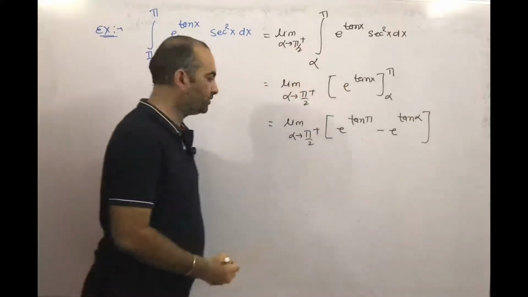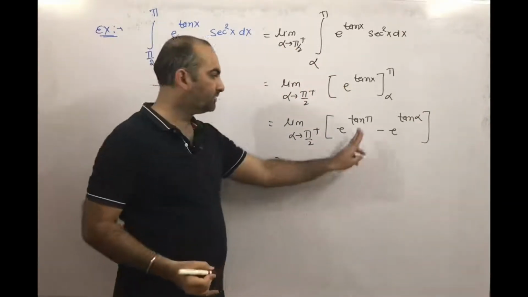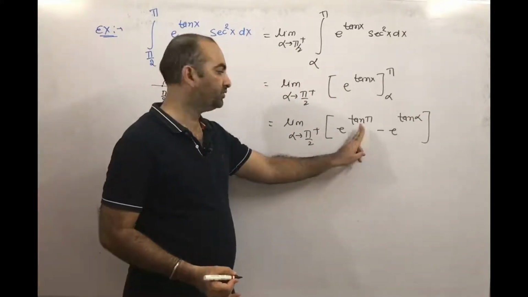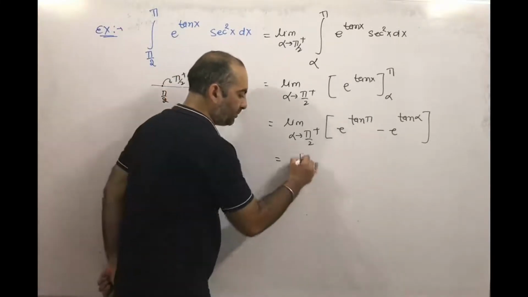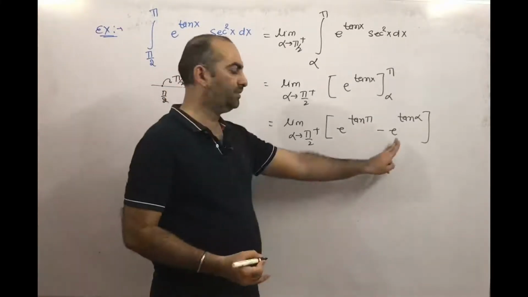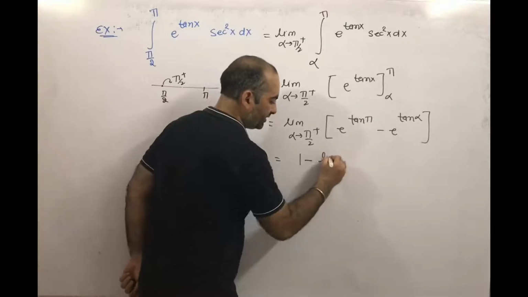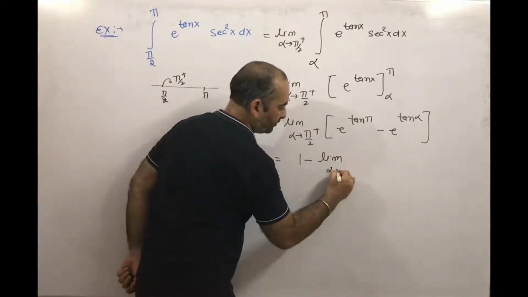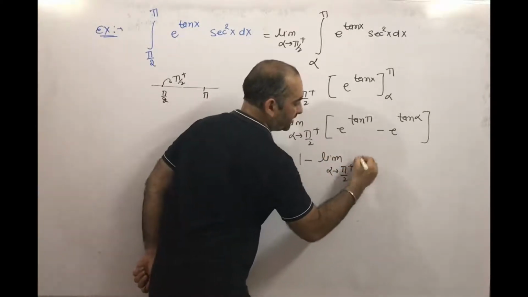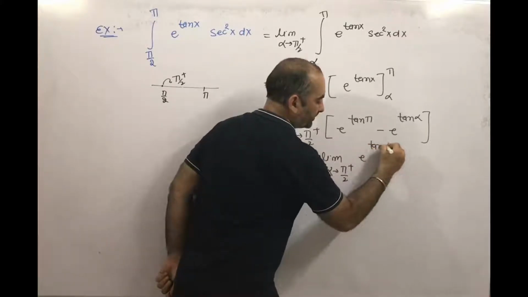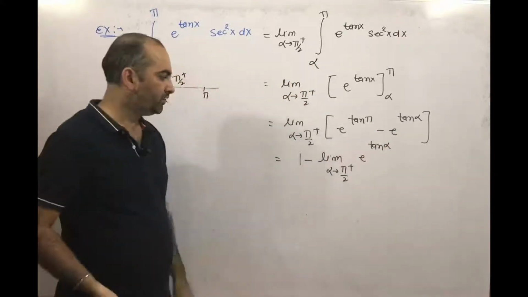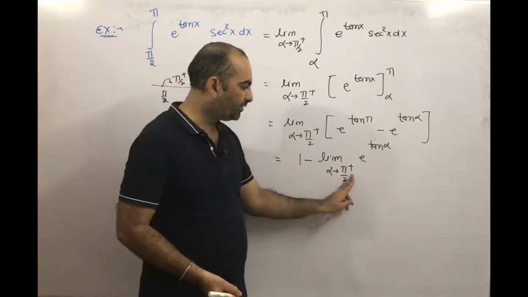So what will come here? tan pi is 0. tan pi is 0, so e power 0 is 1. So 1 minus, here we have to apply the limit. So here 1 minus limit alpha tending to pi by 2 plus e power tan alpha will come.